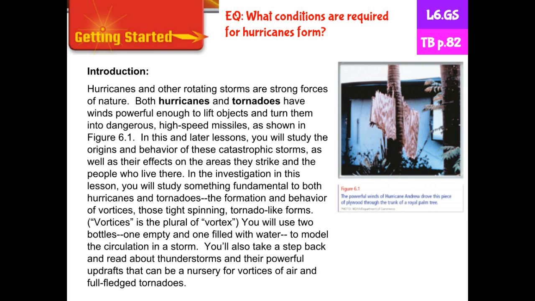In the investigation of this lesson, you will study something fundamental to both hurricanes and tornadoes: the formation and behavior of vortices, those tight spinning tornado-like forms. Vortices is the plural for vortex. You will use 2 bottles, one empty and one filled with water, to model the circulation in a storm. You will also take a step back to read about thunderstorms and their powerful updrafts that can be a nursery for vortices of air and full-fledged tornadoes.